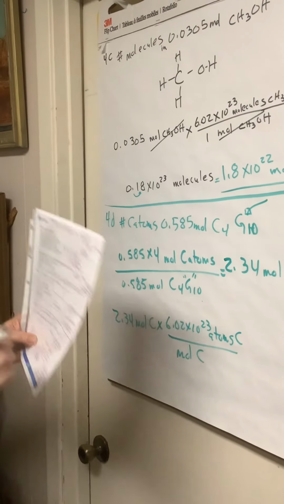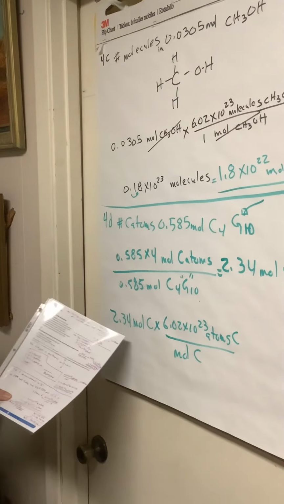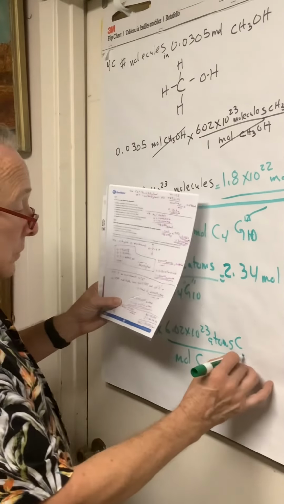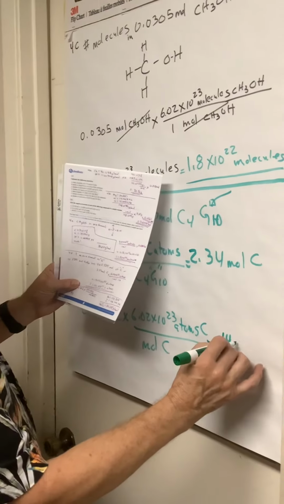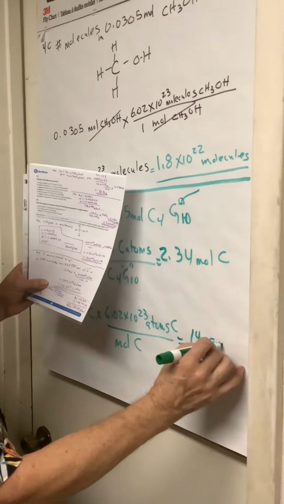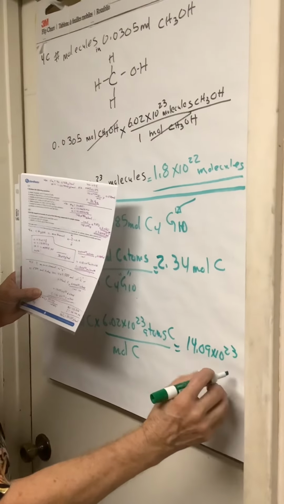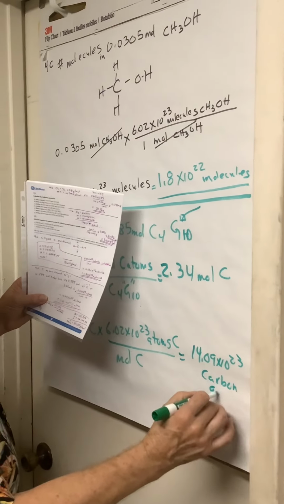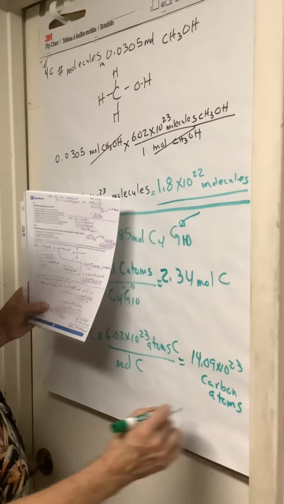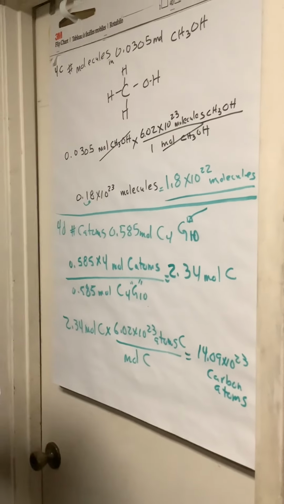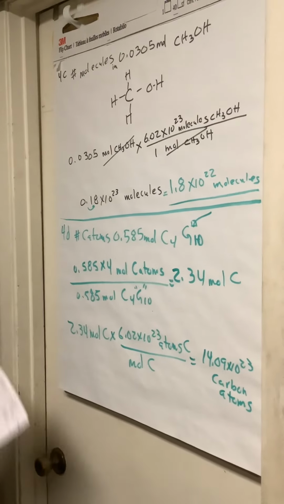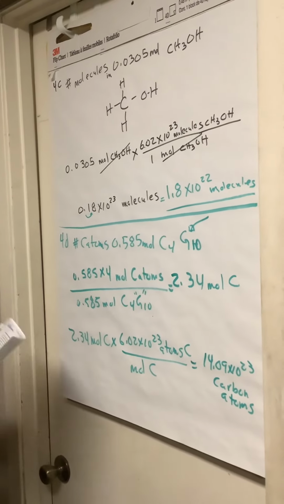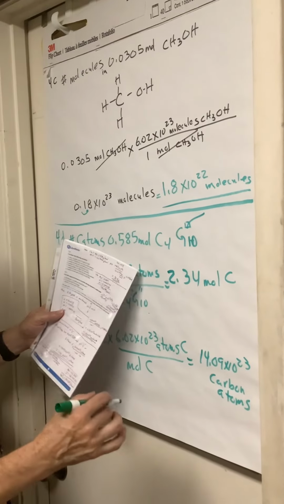And if you do the math, 2 times 6 is about 12, but it's 2.3. And when you do the math, you actually end up with 14.09 times 10 to the 23rd carbon atoms. And that is not a legitimate scientific notation for that value.